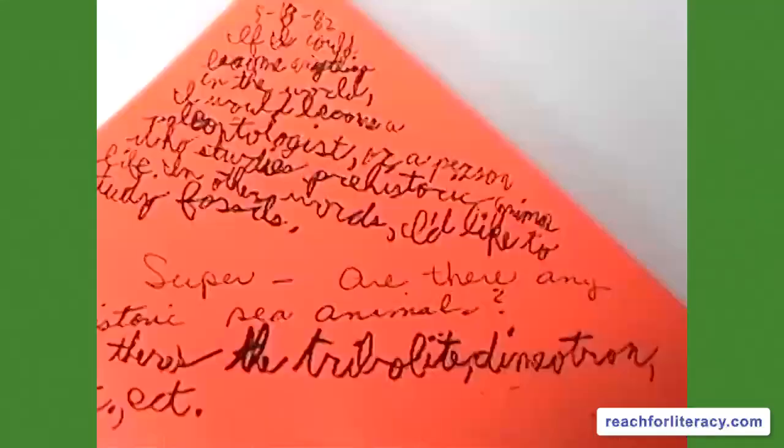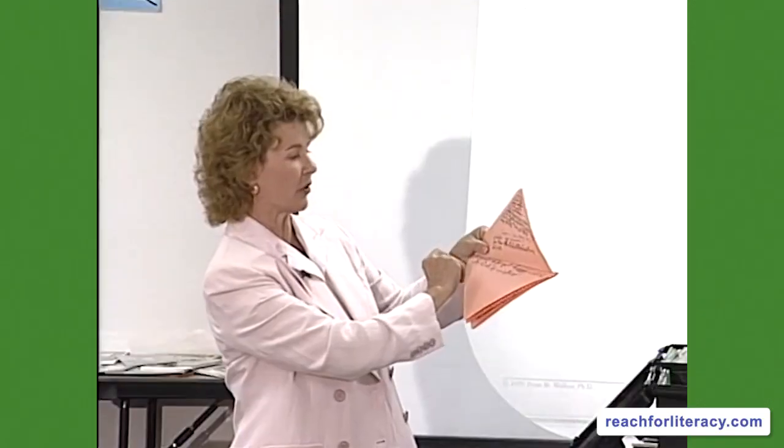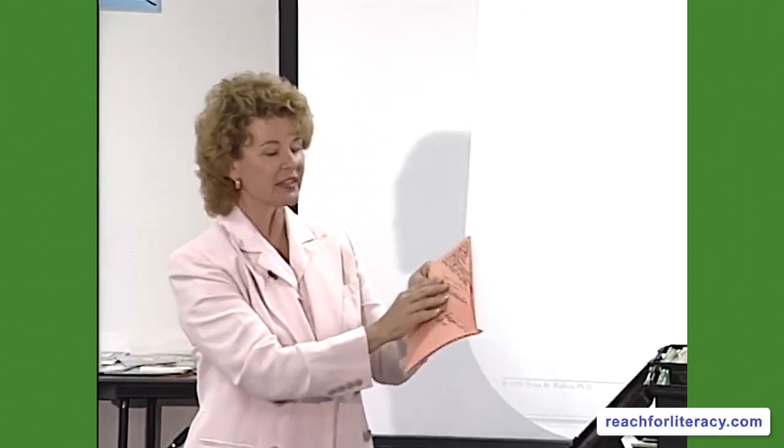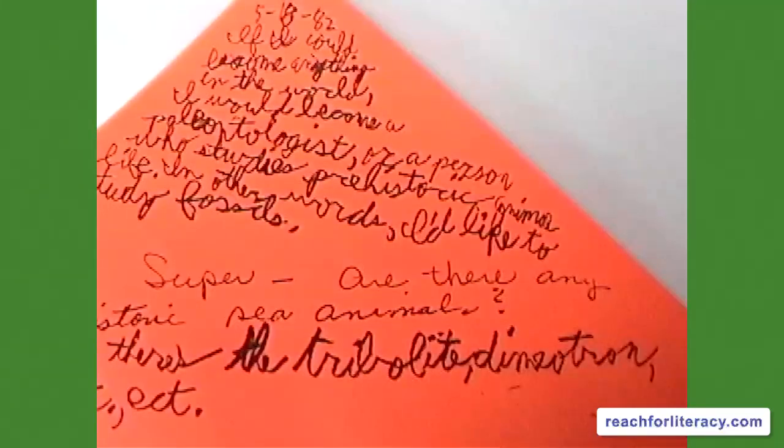And then he responds, "If I could become anything in the world, I would become a paleontologist or a person who studies prehistoric animal life. In other words, I like to study fossils." So then I say, "Super. Are there any prehistoric sea animals?" Since that was one of our topics under study. He says, "Yes. There's the Trilobite, Dimetrodon, etc., etc."